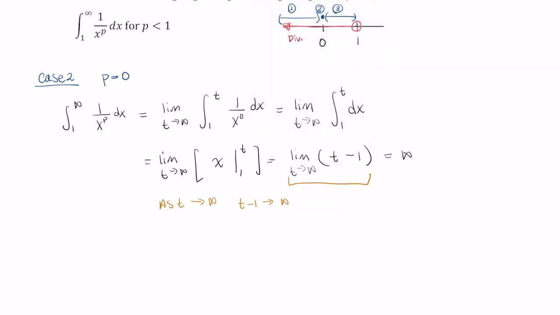That tells us if p is equal to 0, then this integral from 1 to infinity of 1 over x to the p dx is divergent. And let's go ahead and write that down here under our case. Okay, so we figured out case 1 is divergent, case 2 is divergent. Let's see what happens in case 3.